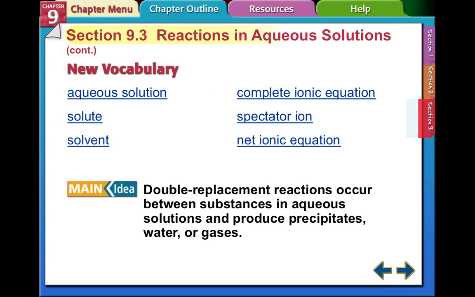New vocabulary: aqueous solution, solute, solvent, complete ionic equation, spectator ion, net ionic equation. Main idea: double replacement reactions occur between substances in aqueous solutions and produce precipitates, water, or gas.